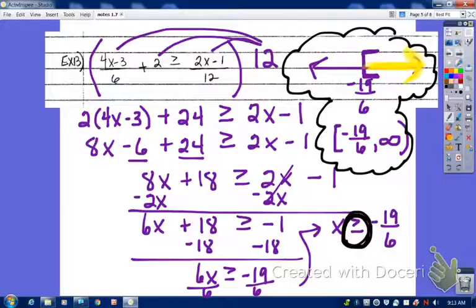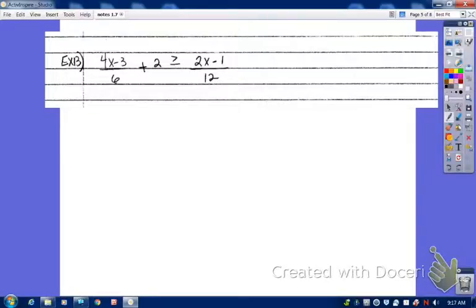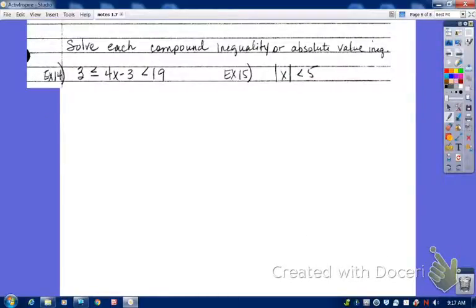All right, questions about 13? All right, last set of directions say solve each compound inequality. So in example 14, you know that it's compound because it has two inequality signs. If you think about a compound sentence, is that not two independent clauses put together? It's compound. There's two of them. So you have to have two inequality signs to make it a compound inequality. And in example 14, you see the two inequality signs.